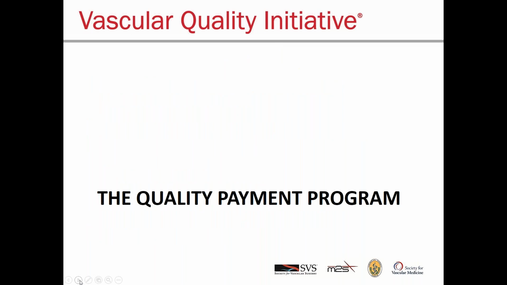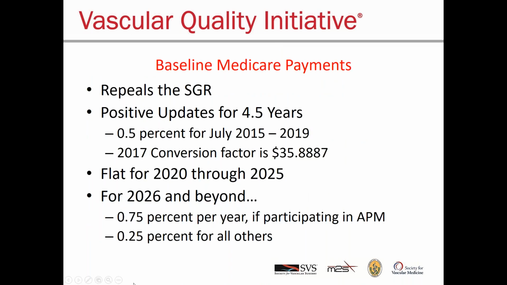So first, let's talk about the quality payment program, this new program under the Medicare program. First, it repeals the SGR, otherwise known as the Sustainable Growth Rate. So we now don't need Congress to step in every year and save physicians from the 20+% cuts that we used to always face in December and have to wait for Congress to pass legislation to bail us out. So this law replaces all of that and gives some positive money for the next 4.5 years.